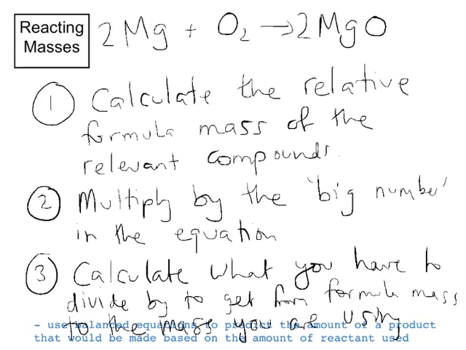So, say I'd done all this, so I'd worked out that 48 grams magnesium gives 80 grams magnesium oxide, but actually I was using 24 grams of magnesium. I know that I have to divide that by 2. So I divide 80 by 2 in order to work out how much magnesium oxide I would make.